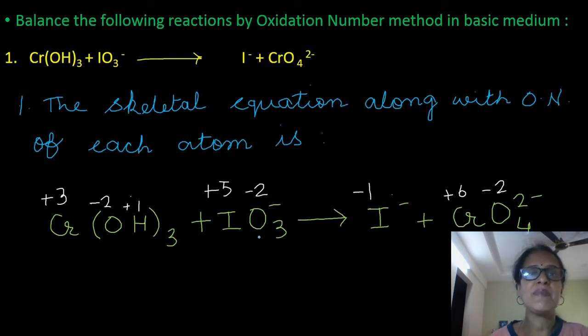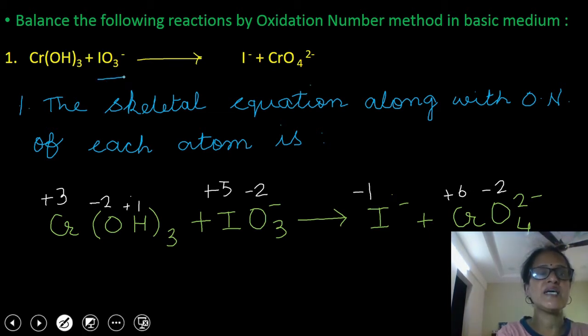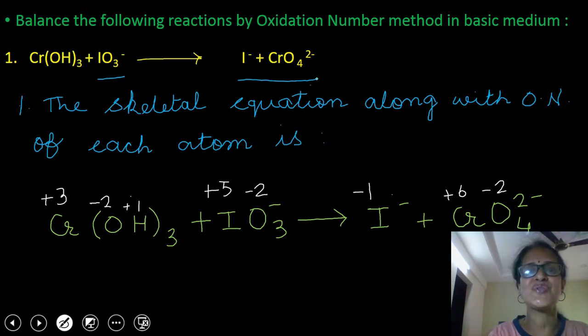So the example is: balance the following reactions by oxidation number method in basic medium. So friends, the reaction is given to you. This is chromium trihydroxide plus iodate ion. They react together and form I- and chromate ion, that is CrO4 2-.